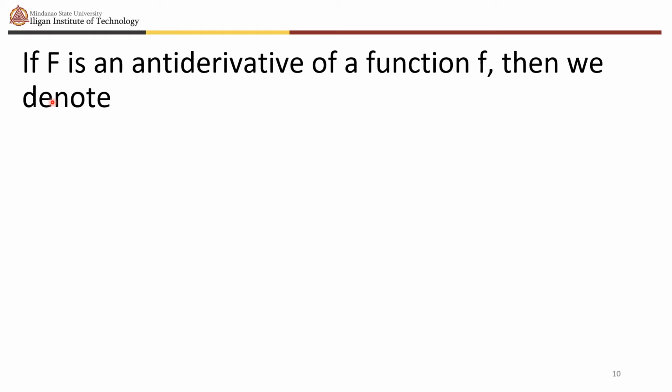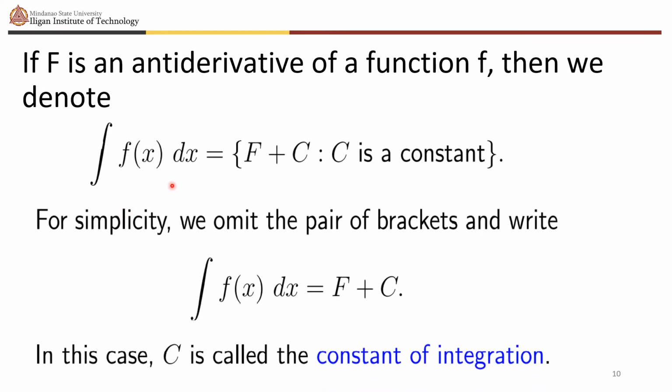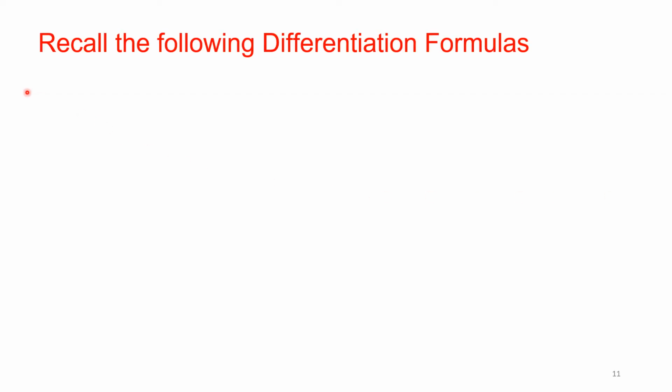Now, if F is an antiderivative of a function f, then we have the following notation, that is, the integral of f of x dx is equal to F plus c, such that c is a constant. For simplicity, we can omit the pair of brackets and write the integral of f of x dx is equal to F plus c. In this case, c is your constant of integration. Now, we recall the following differentiation formulas.